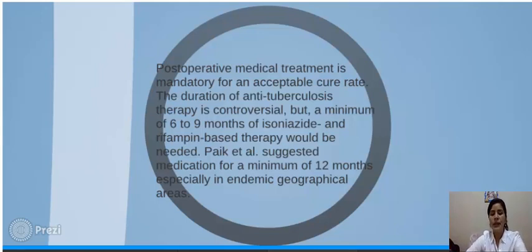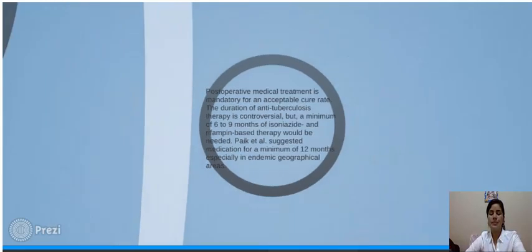Postoperative medical treatment is mandatory for an acceptable cure rate. The duration of anti-tuberculosis therapy is controversial, but a minimum of 6 to 9 months of isoniazid and rifampicin based therapy will be needed. Pike et al. suggested medication for a minimum of 12 months, especially in endemic geographical areas.